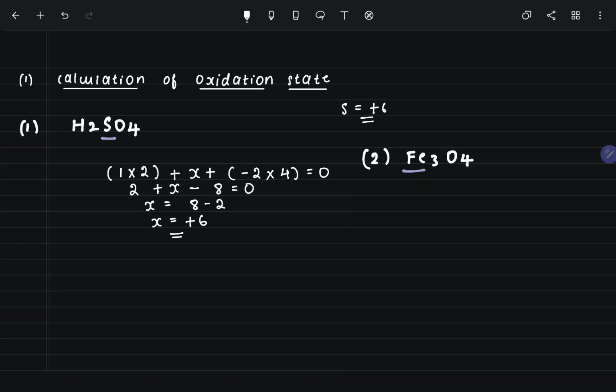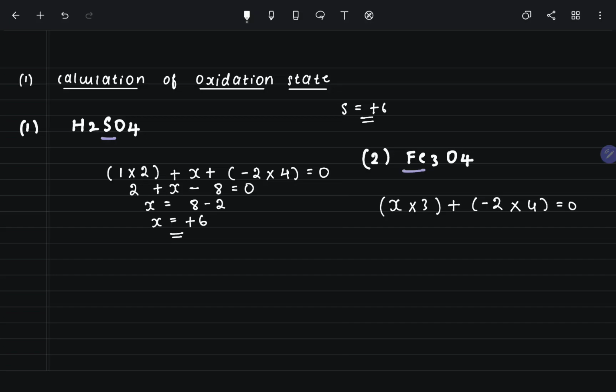So let us have the second example, that is Fe3O4, ferrous oxide. Here they have underlined Fe, that is iron. We don't know the value of iron, so we have to find the oxidation state of iron. You have to take it as X. But you have another value, that is 3. You have 3 iron, so you have to write into 3. Plus, what is oxygen? -2. It's a fixed value I told. Into 4, is equal to 0.